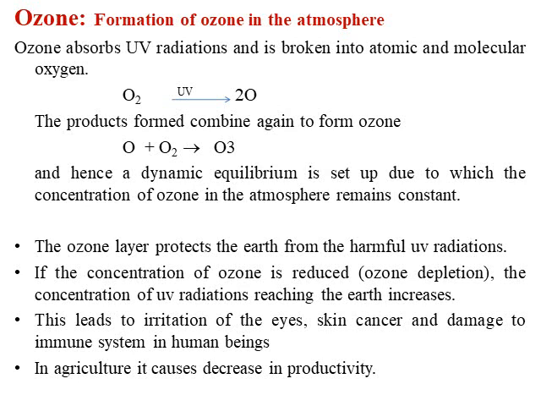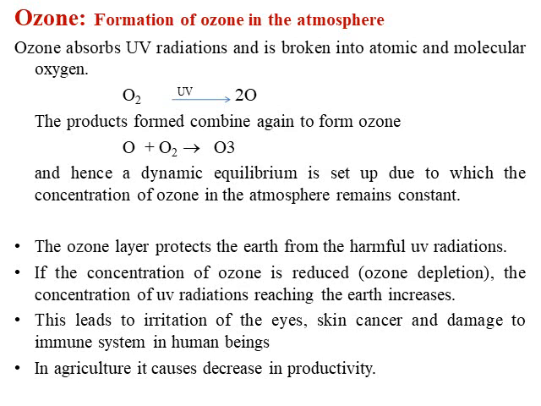So the oxygen gas in the atmosphere splits and forms nascent oxygen. Nascent oxygen reacts with the oxygen molecules and gives rise to ozone. This ozone again splits up into oxygen and nascent oxygen. A dynamic equilibrium is maintained.